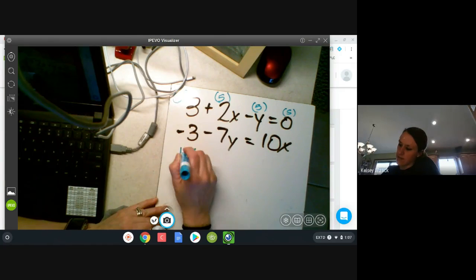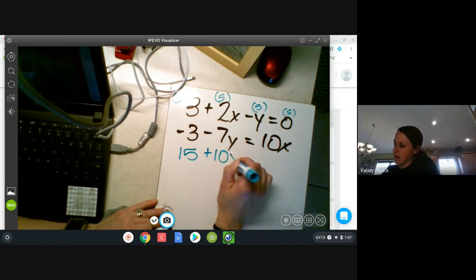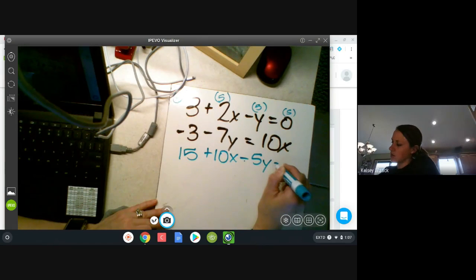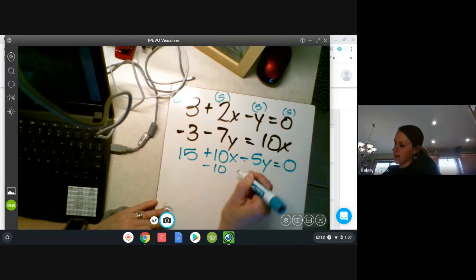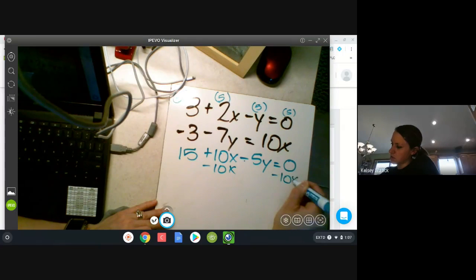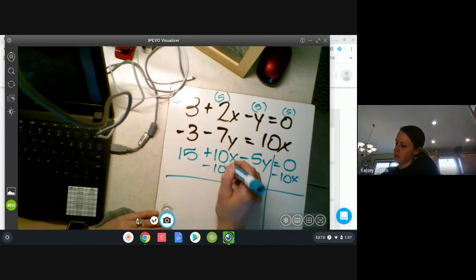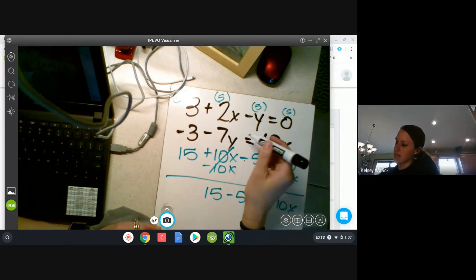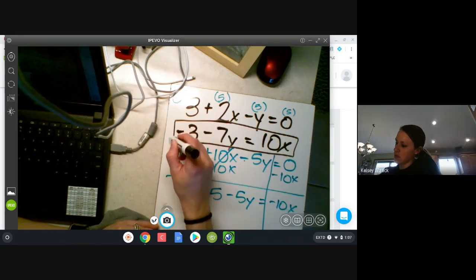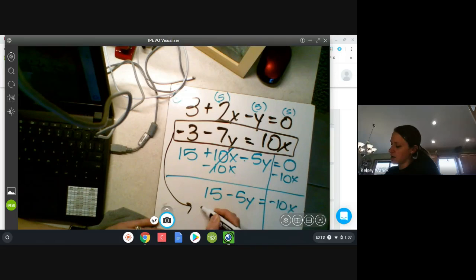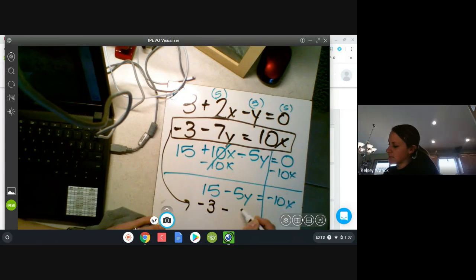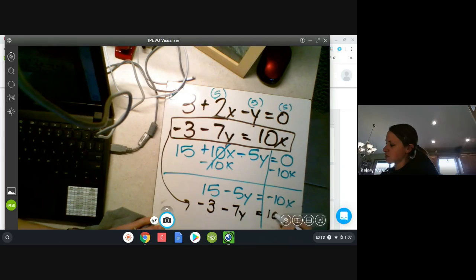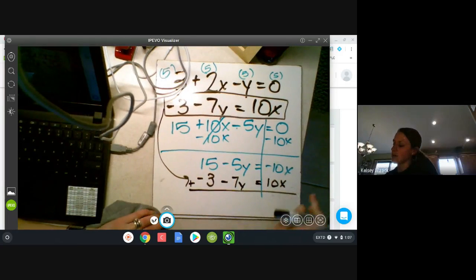If I start by multiplying by 5, that makes this 15 plus 10x minus 5y equals 0. And then I can subtract 10x from each side, which gives me 15 minus 5y equals -10x. Now I can take the second equation, -3 minus 7y equals 10x, and I can just add these together this time. Why? Because you have -10x and 10x. Yeah, so I can just combine them.